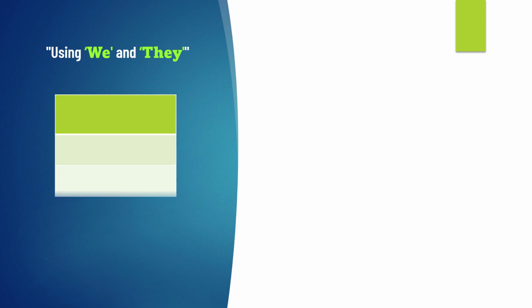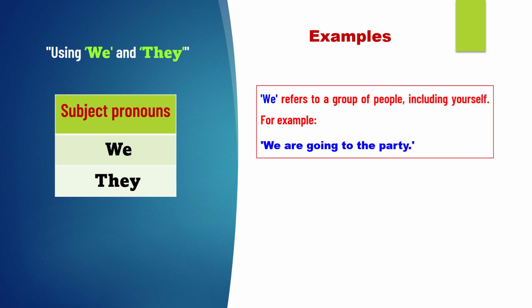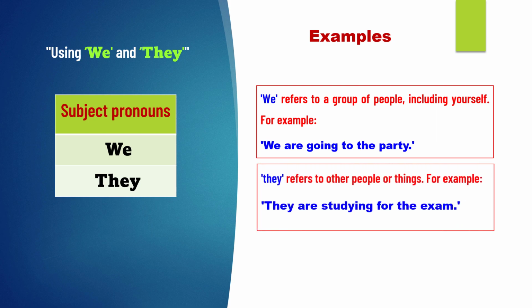Using we and they. We. We refers to a group of people, including yourself. For example, we are going to the party. They refers to other people or things. For example, they are studying for the exam.